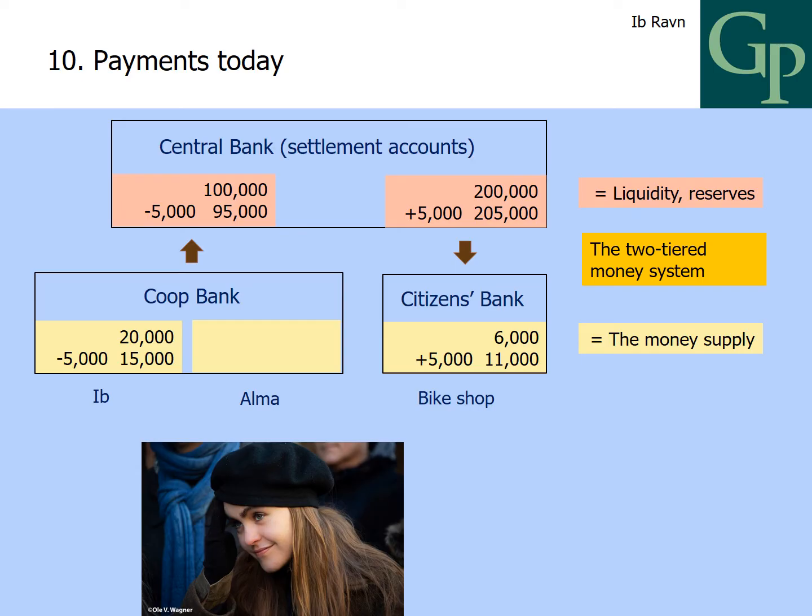So payments, as we see, do not add to the money supply. They merely shuffle it around. Payments do not create money. But loans do. Let's see how.